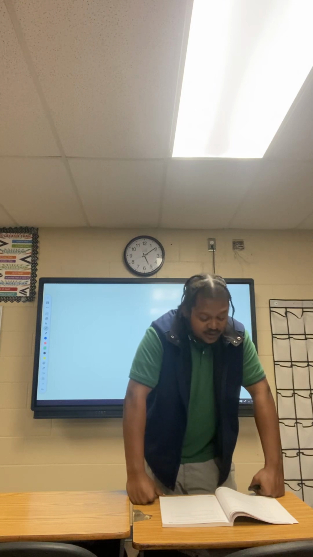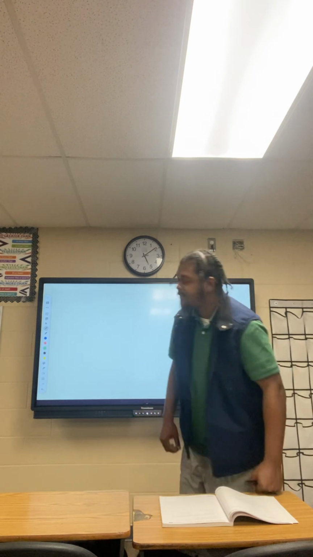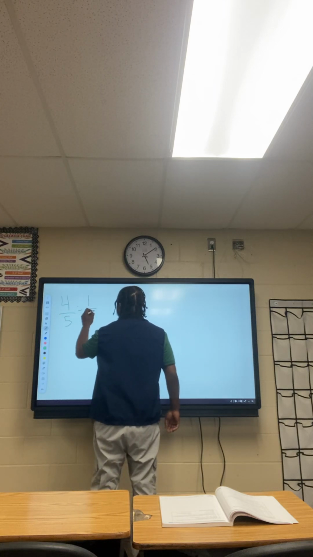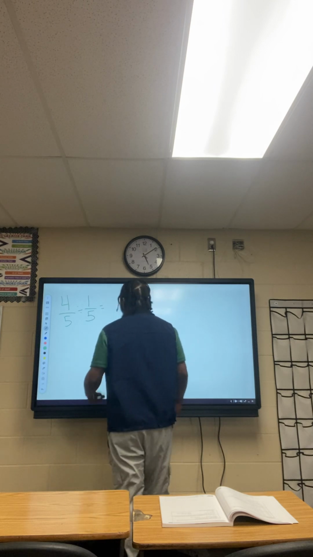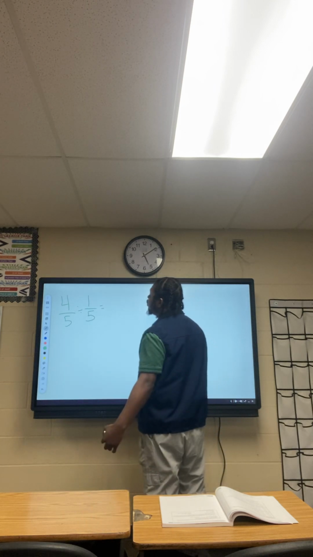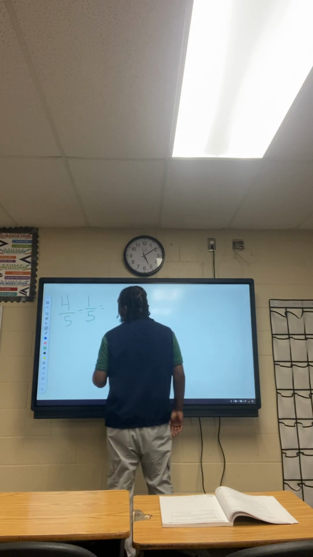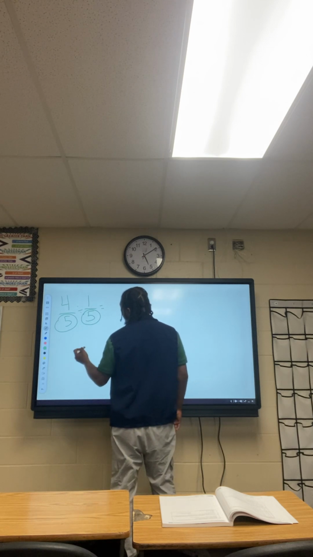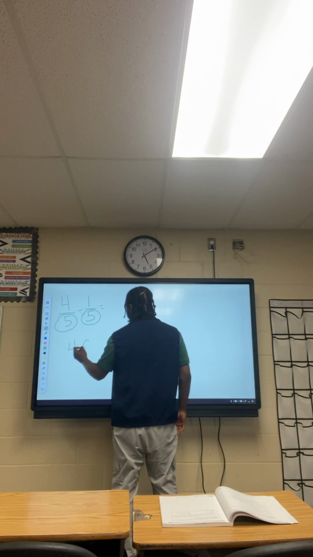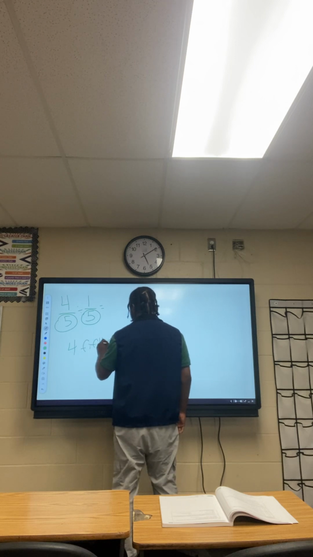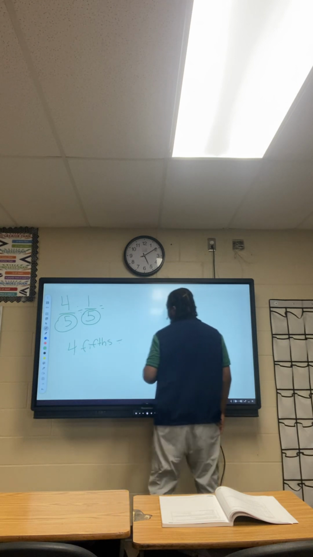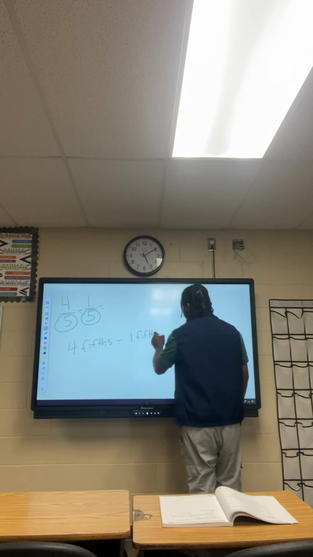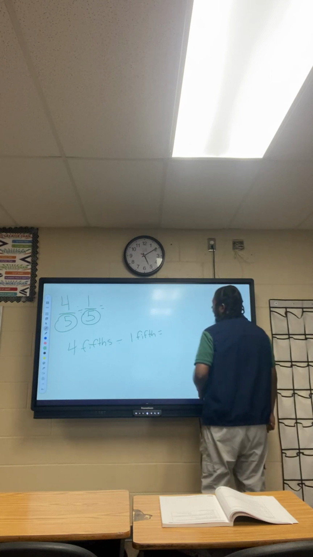So the first one says 4/5 divided by 1/5. They want you to solve this, but first let's put it in unit form, okay? When we say unit form, that means we're going to write the denominators in words. In word form. So we have 4 fifths divided by 1 fifth. Okay, so you need to write the problem like that, and then you need to solve it.